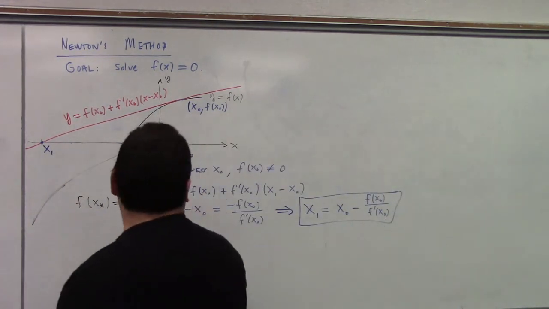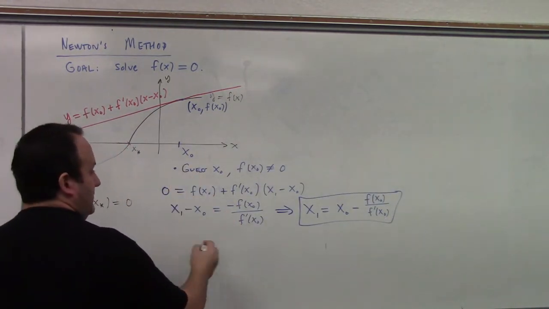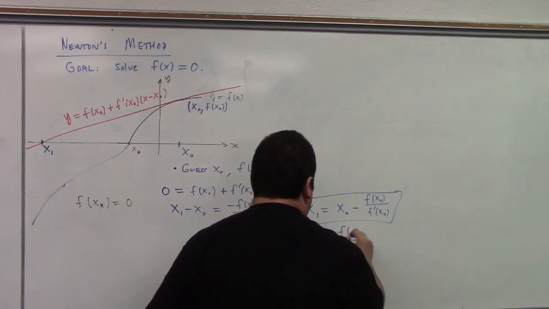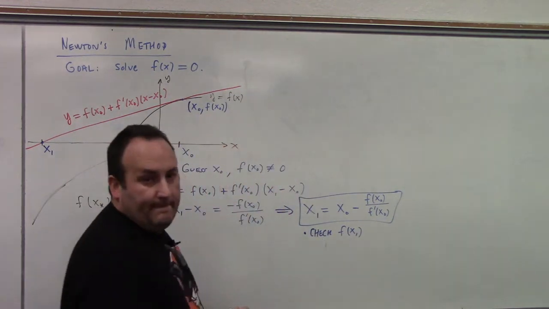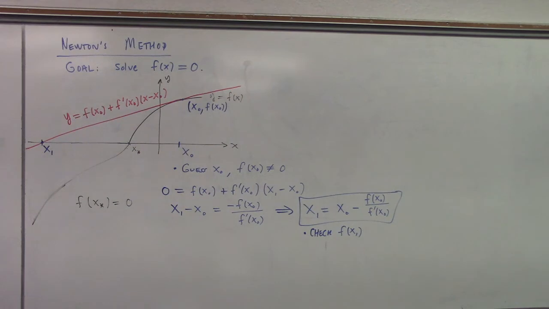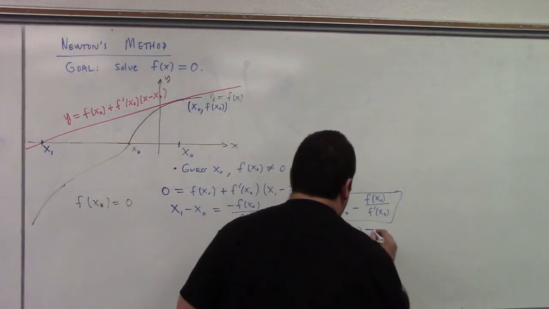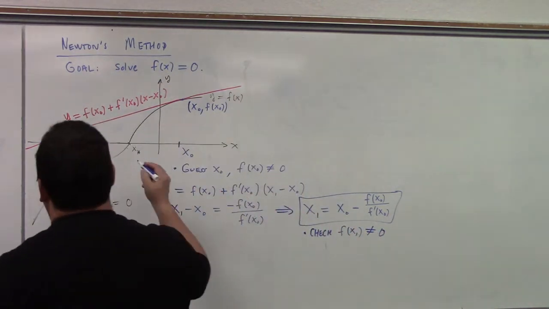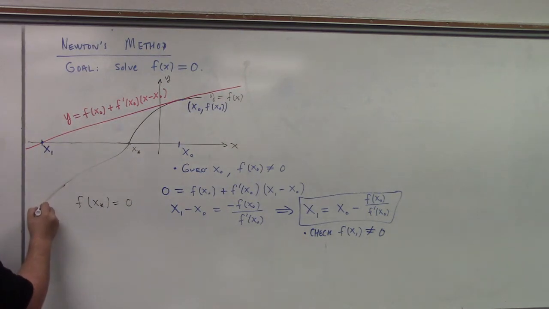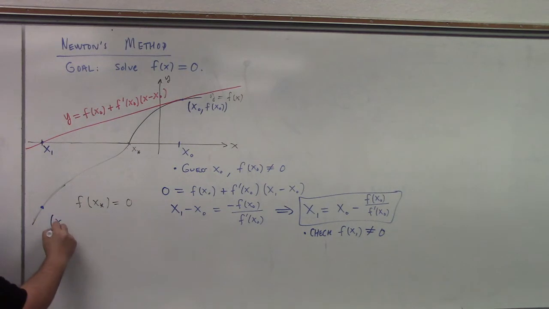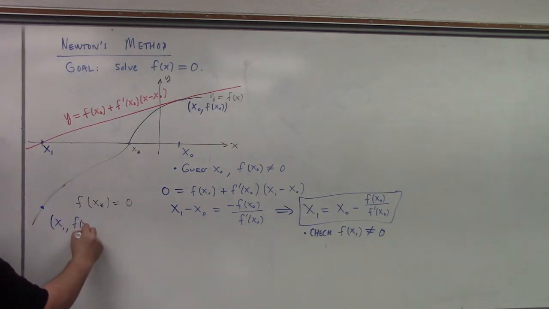And then you do what? You say, okay, well now I'm going to check f of x1. What do I get? Well, if I got 0, I'm done, right? But if I don't get 0, what do I do? Well, I look at the graph. Okay, so f of x1 is here, you know? This right here, this point, is x1 comma f of x1, right?